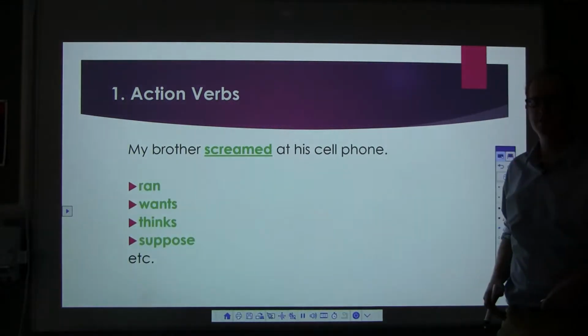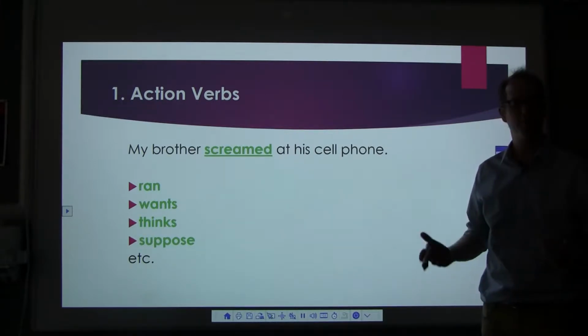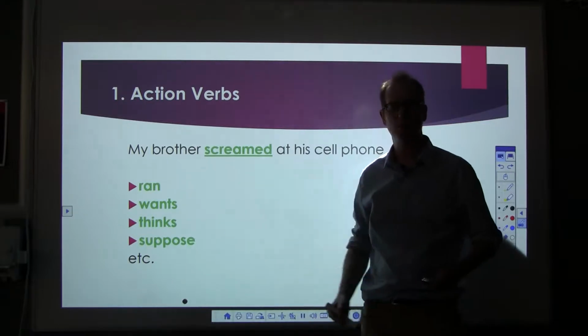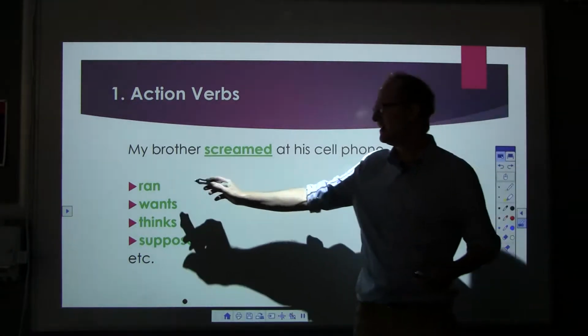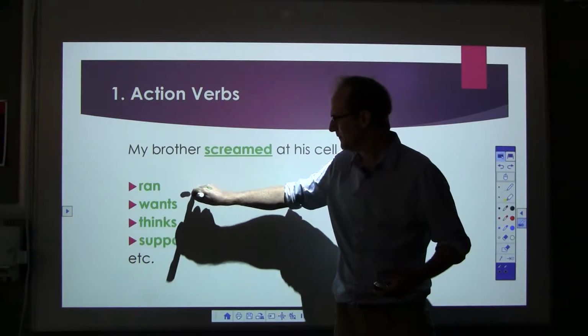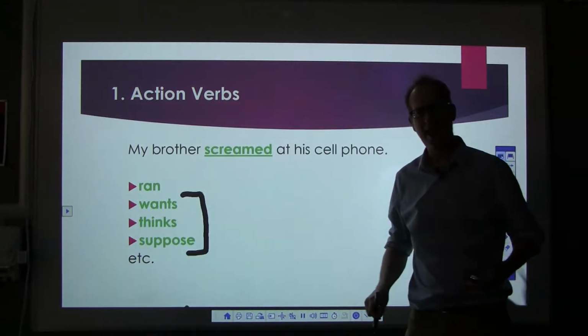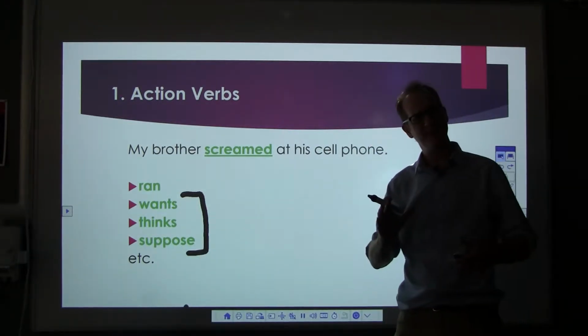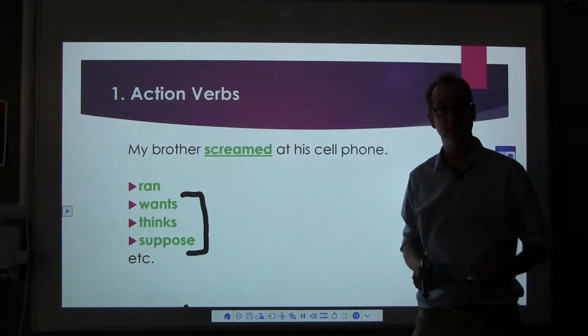And there are hundreds of main verbs around. Ran, wants, thinks, supposes. Now, many of them are fairly obvious that they're actions, and that's a word like ran. But don't forget that there's lots of abstract kind of actions. Wants, thinks, supposes. They don't really seem like verbs, but they can be the main verb of a sentence.